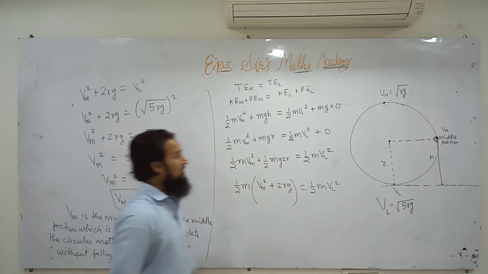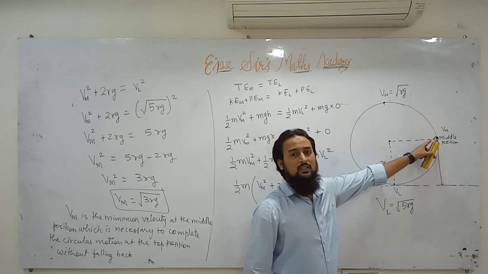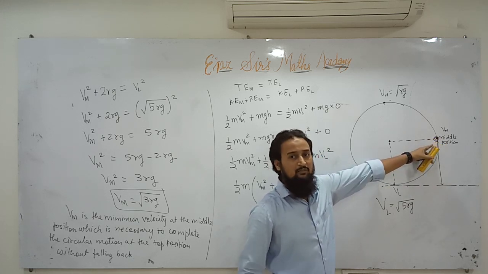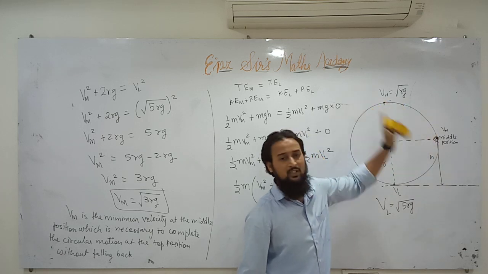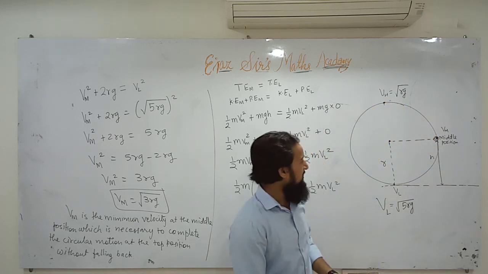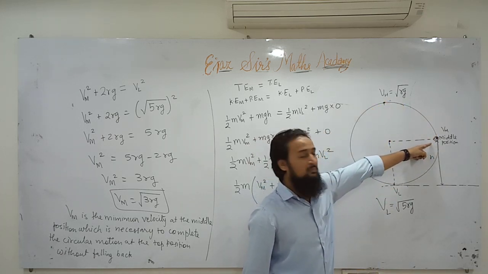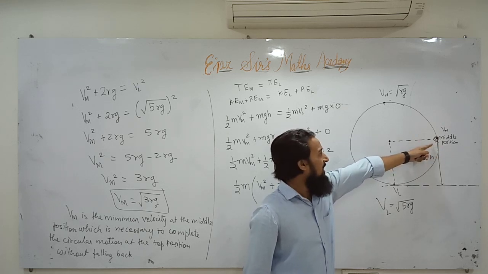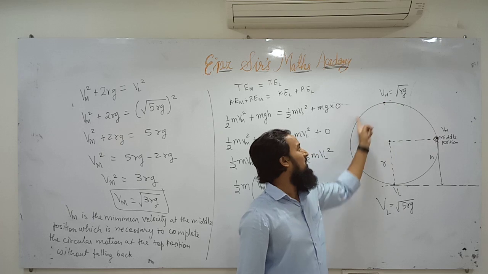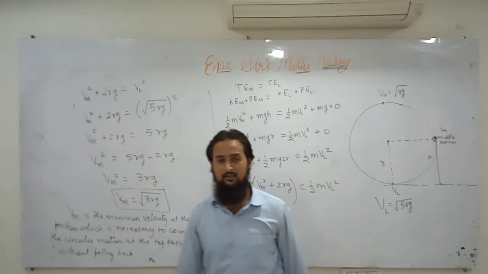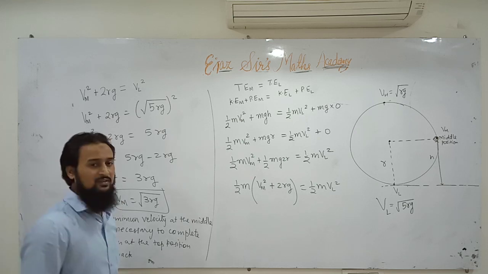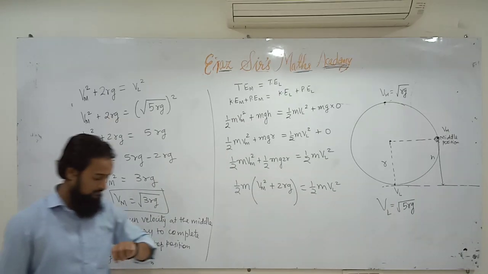So if I see a person having minimum velocity less than Vm, I will predict, I will tell in advance that the person will not be able to go up. And if I see that the velocity at the middle position is greater than Vm, then I will say the person will definitely complete the circle without falling back. Understood? Yeah. That's the derivation.